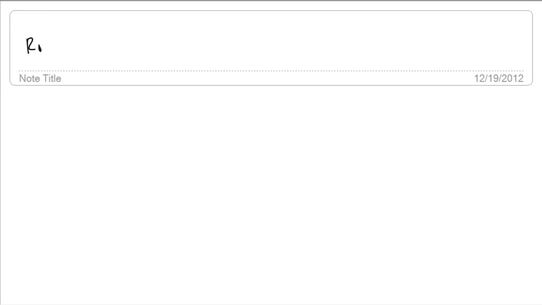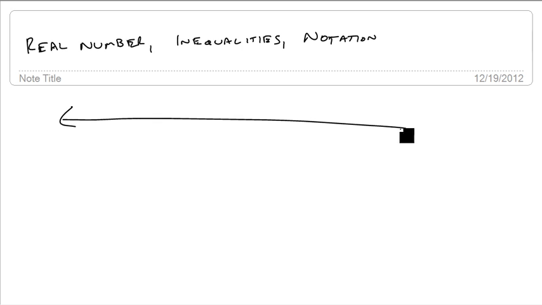Let's talk about the real number line and how variables play with inequalities, and about notation. So, we know we have a number line, and in the middle we have a 0, and as we go farther to the right, we get bigger and bigger and bigger until we get to positive infinity. And as we go to the left, we get smaller and smaller and smaller until eventually we get to negative infinity.